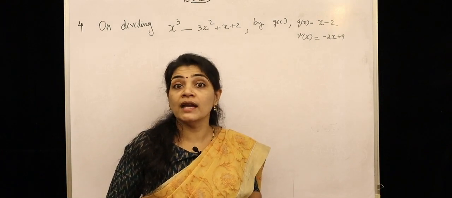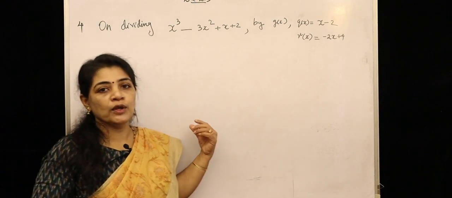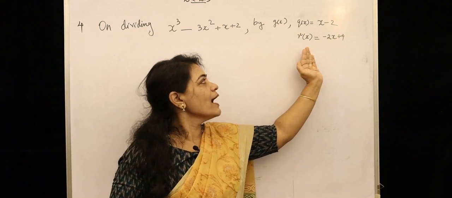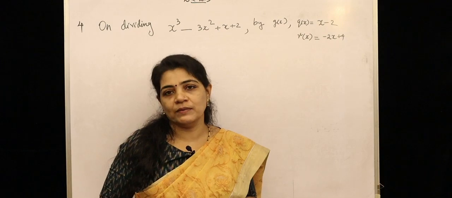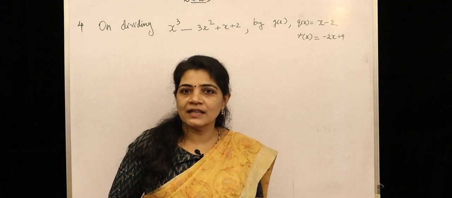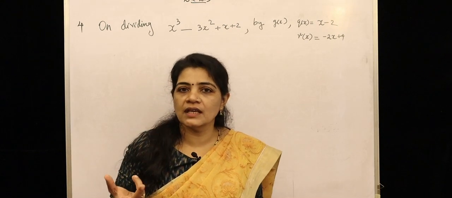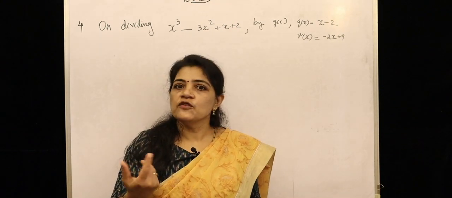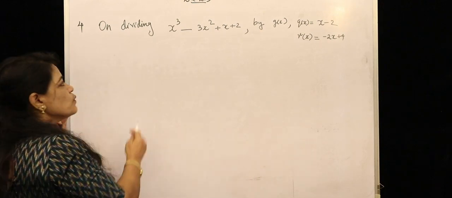That is, the polynomial by which we divide this polynomial in order to get the quotient x minus 2 and remainder minus 2x plus 4. What is the division algorithm, children? That equation: p of x is equal to g of x into q of x plus r of x. From that we have, what is g of x?